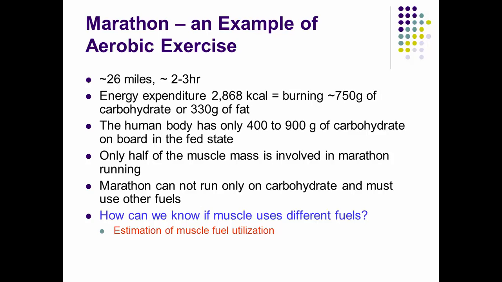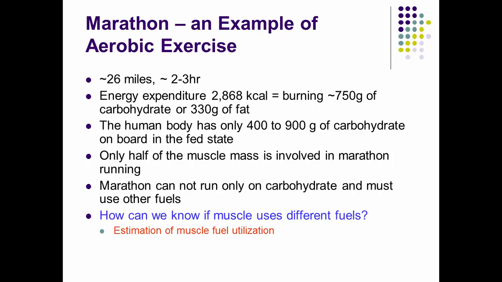And our body only has 400 to 900 grams of carbohydrate on board, right? And I mentioned, running a marathon, only half of the body's muscle is involved. So that means we only have like 200 to 450 grams of carbohydrate available to make energy. And that is definitely less than the requirement, 750 grams of carbohydrate needed. So that means that running a marathon, we cannot only utilize carbohydrates. It's not enough for energy. So we have to utilize other energy like fatty acids. So in running a marathon, we use both carbohydrate and fat as energy.